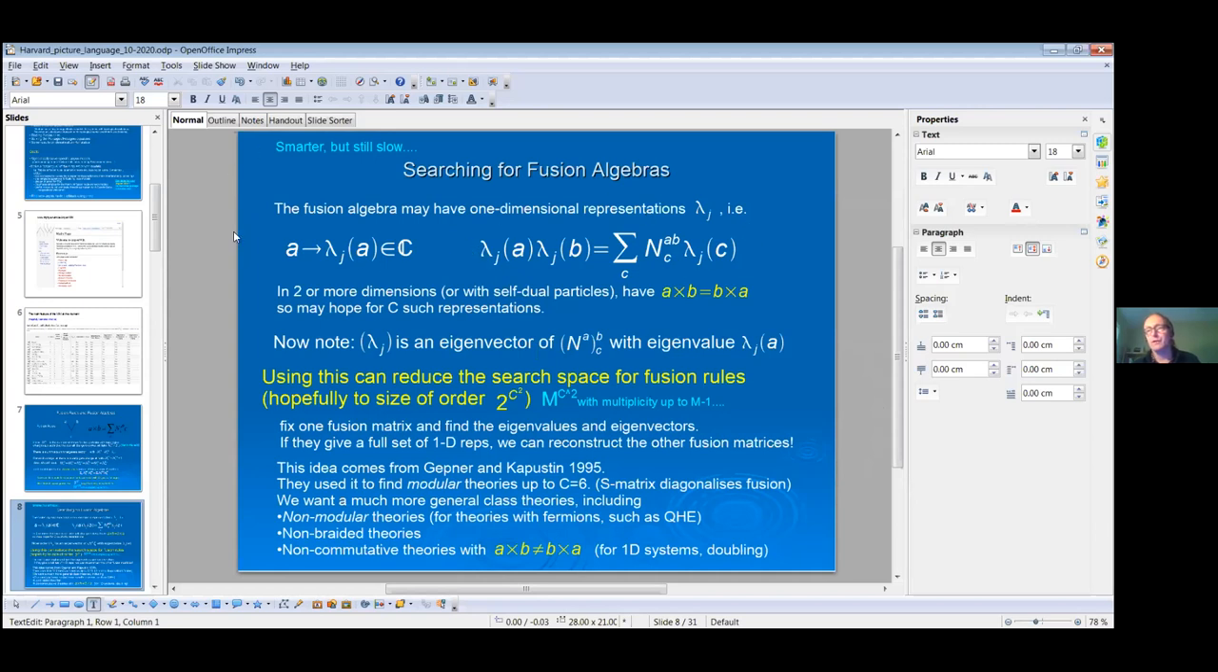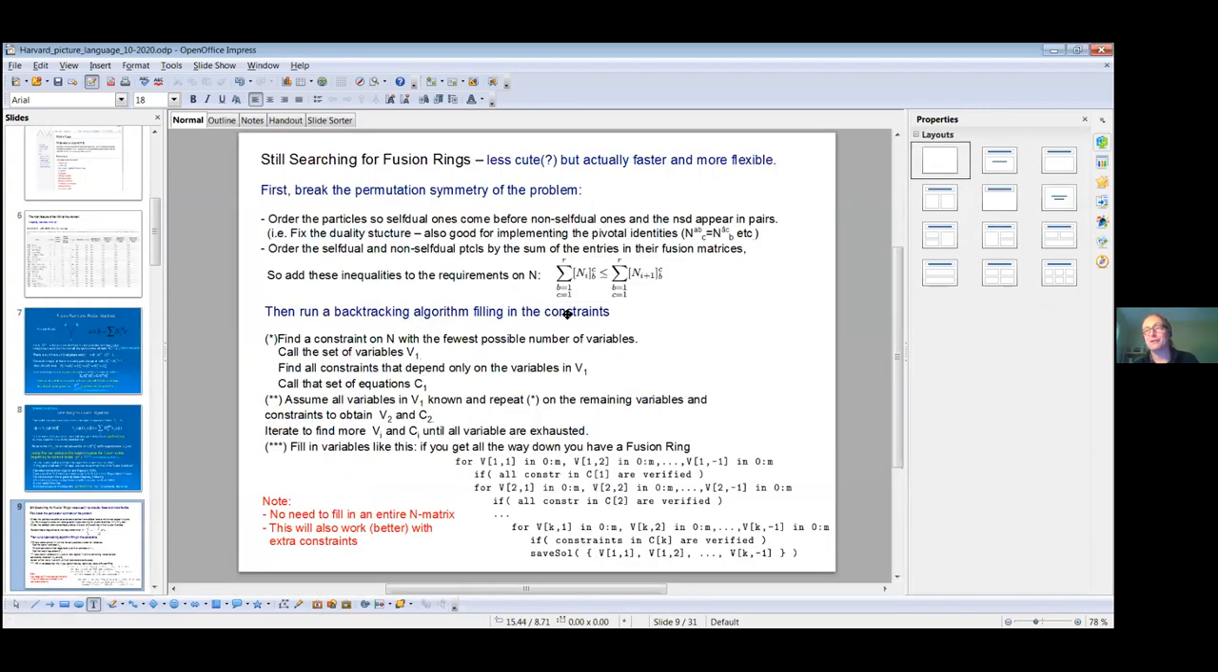For example, you might be interested in fusion categories, particularly that are completely generated by one of the fusion matrices. So there's a generating particle in them. Then you might want to search in this way. But actually, we came up with a better idea, which brought us a lot further, and it's kind of less cute because it doesn't really use the mathematics of fusion algebras or fusion rules, but it turns out to be much faster and much more flexible. So I'm going to try and explain that now.